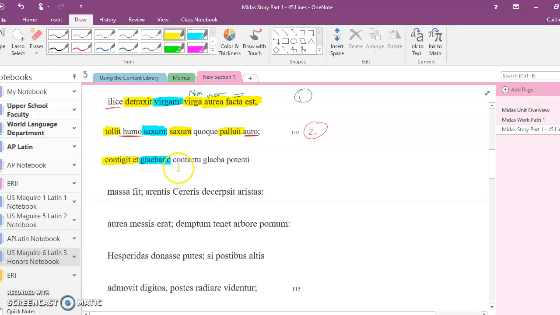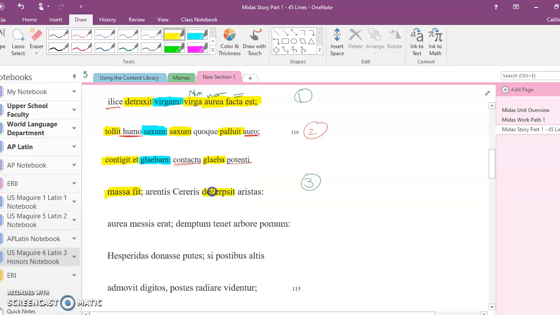What happens to the glyba? The glyba, because of his powerful touch, what happens to the glyba? It becomes a nominative, a nugget, a golden nugget. All right, that was number 3. Okay, what else is he going to touch?